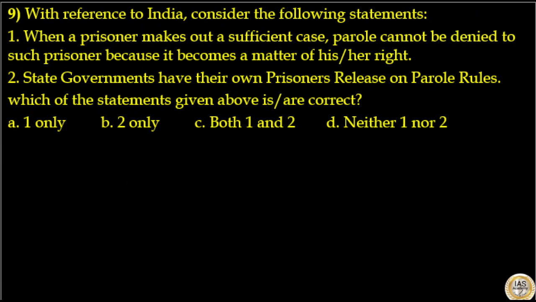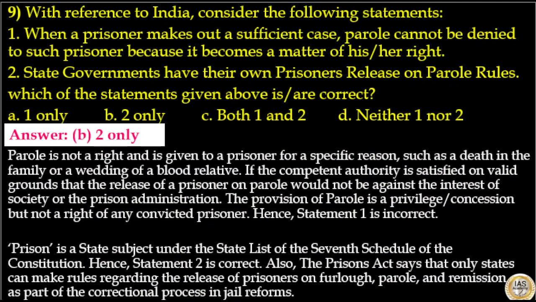With reference to India, consider the following statements. Statement number 1. When a prisoner makes out a sufficient case, parole cannot be denied to such prisoner because it becomes a matter of his or her right. That is incorrect. Statement number 2. State governments have their own prisoners release on parole rules. That is correct. Which of the statements given above is or are correct? Here the answer to this question is option B. Statement 2 only is correct.